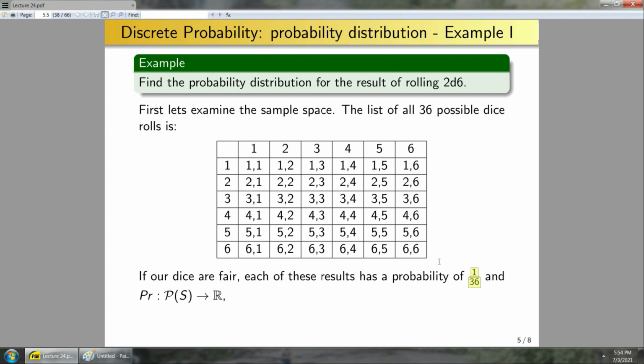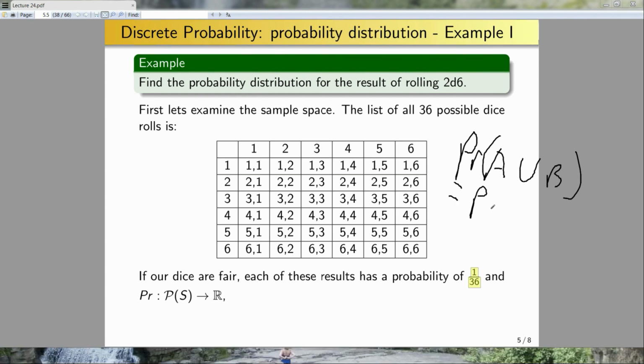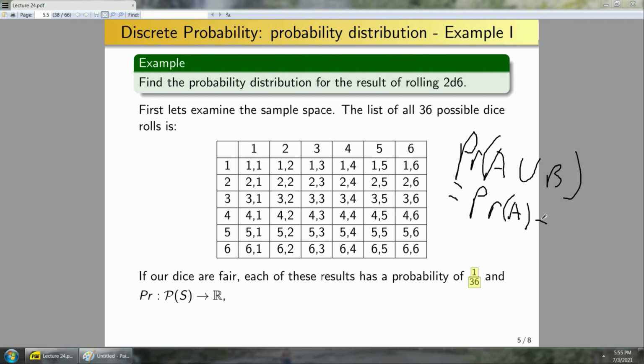And finally, I have that third axiom that has to be true. Explicitly, I want the probability of, say, A union B to be equal to the probability of A plus the probability of B.